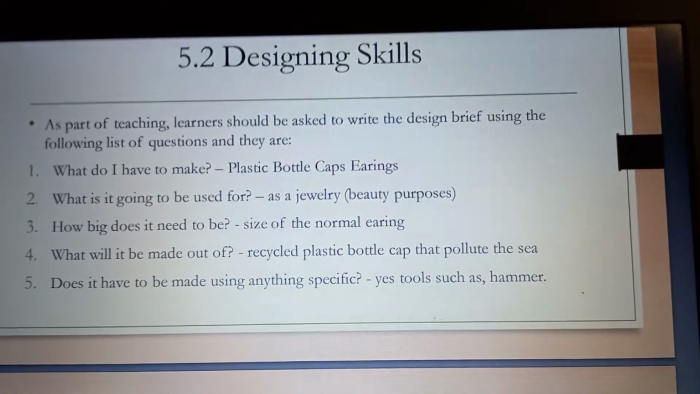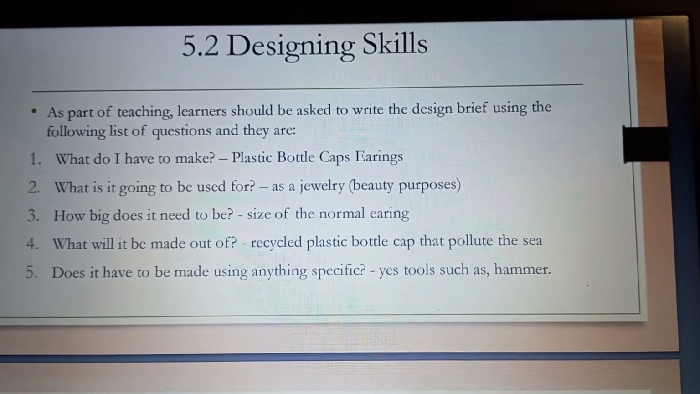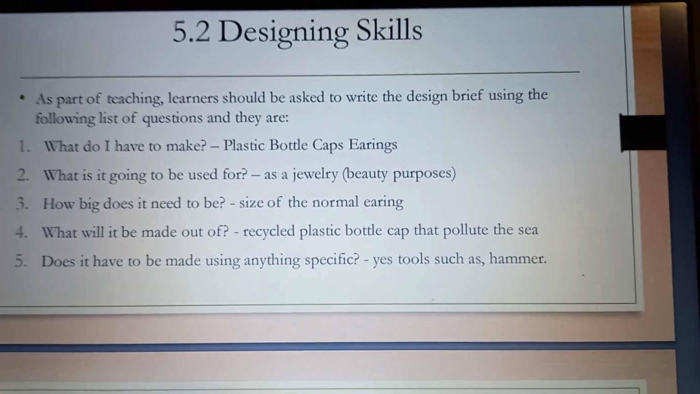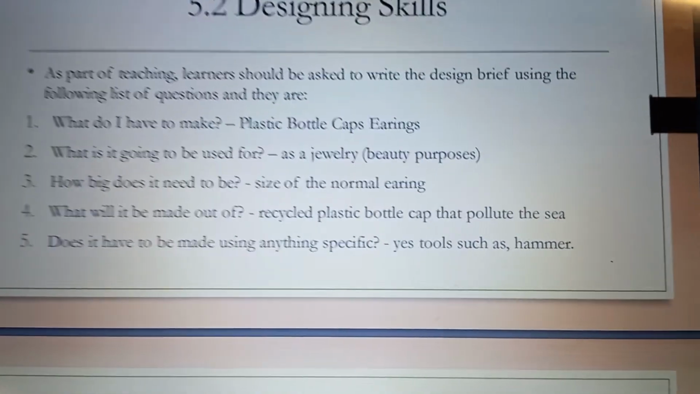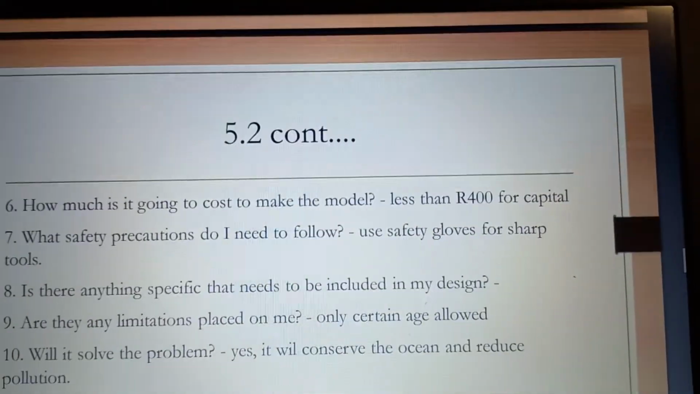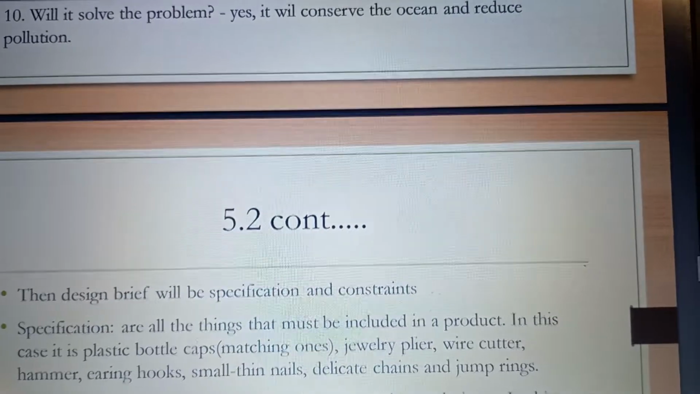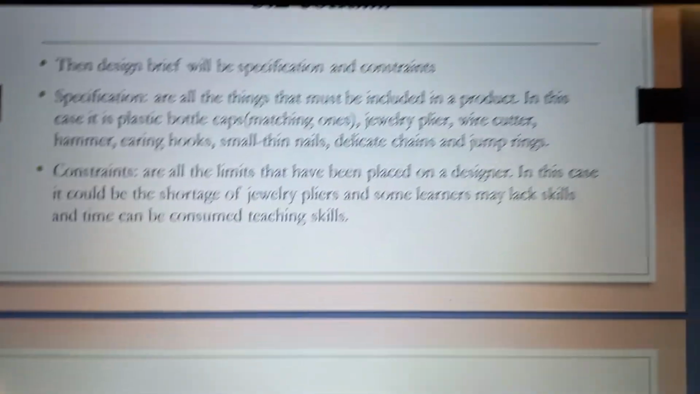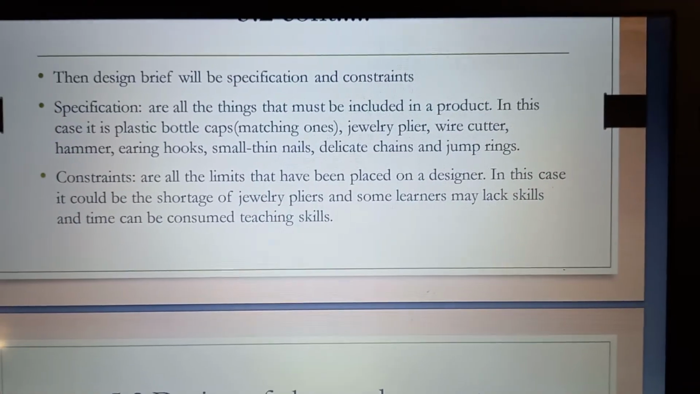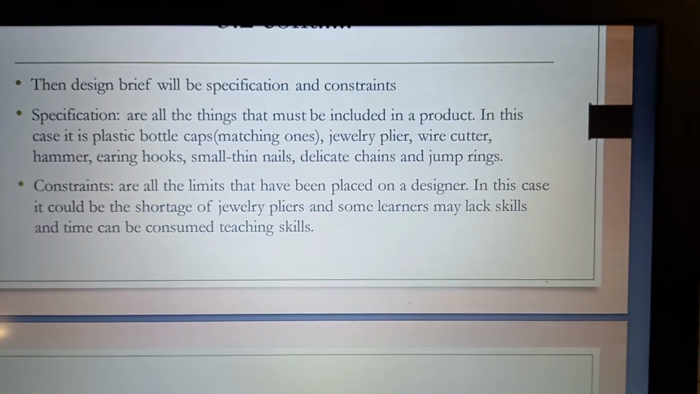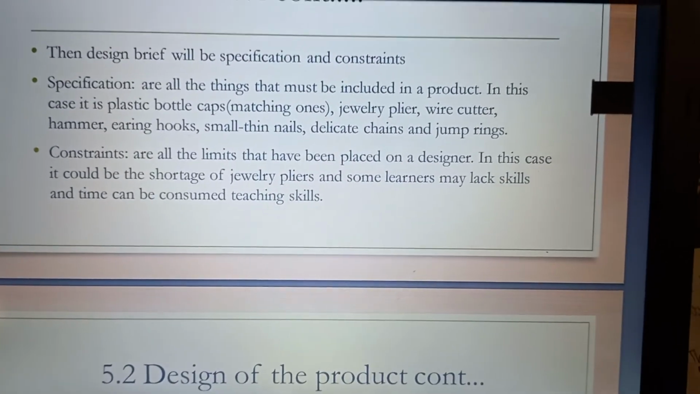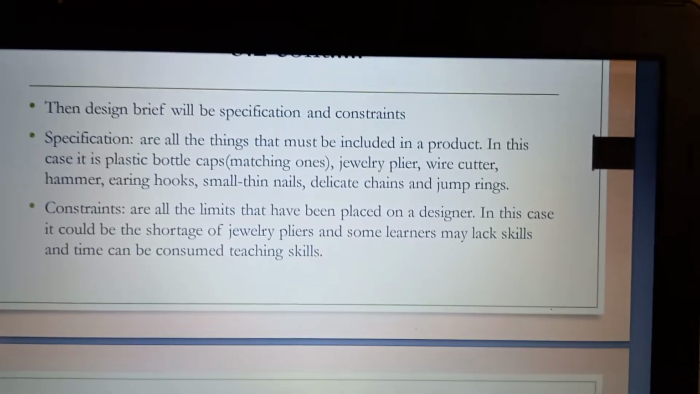There are a few questions that one must ask. What do I need to do? How do I do it? What do I have to make? How is it going to be helpful? What we made out of all those questions should be asked under the designing skill so that you see the real need. And then once we've answered all the questions, there is a design brief which needs to be specific. You need to be specific about the specification and the constraints, because there's nothing without a disadvantage or without some challenges.